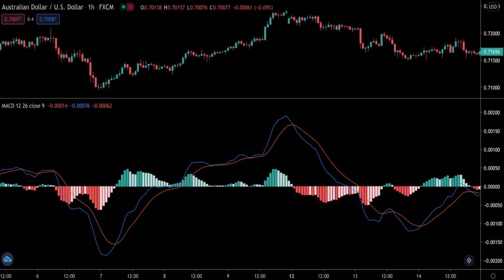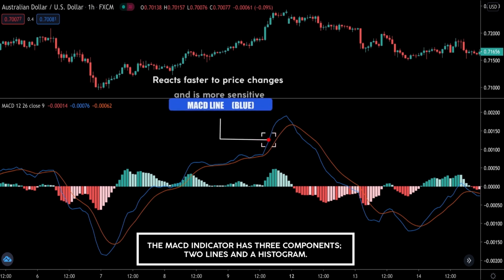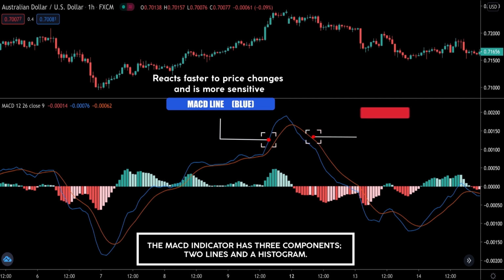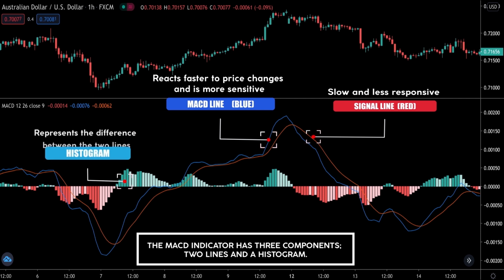The MACD indicator has three components: two lines and a histogram. The MACD line is the faster line on the indicator. It reacts faster to price changes and is more sensitive. The second line that you see here is the MACD signal line. It is slower and less responsive. Then we have the MACD histogram, which represents the difference between the MACD line and the signal line. The bigger the gap between the two lines, the higher the MACD histogram bar will be.